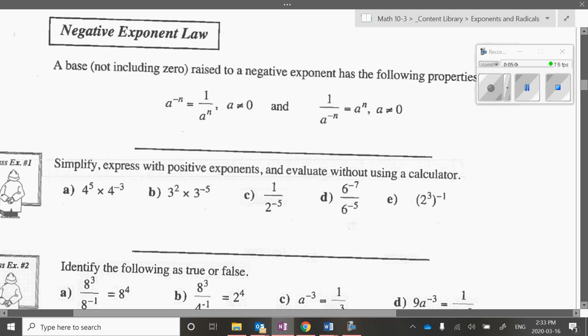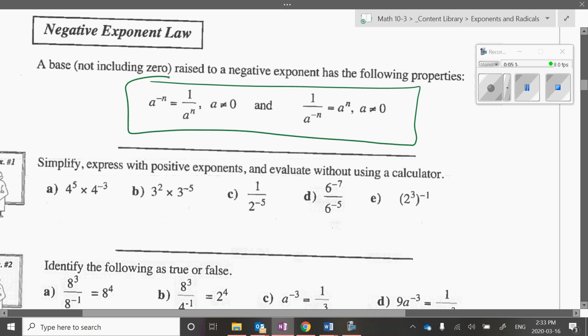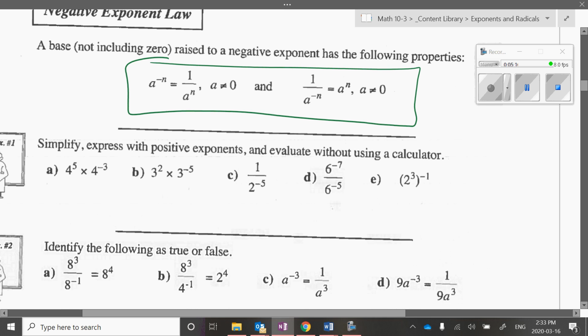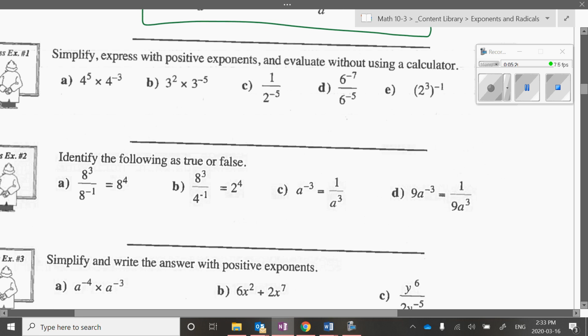So negative exponents are law. So our base, this doesn't include 0. This is our big piece. You want to highlight this, but this is what we've just written out and discovered. You have to be comfortable and good with your negative multiplication and division.